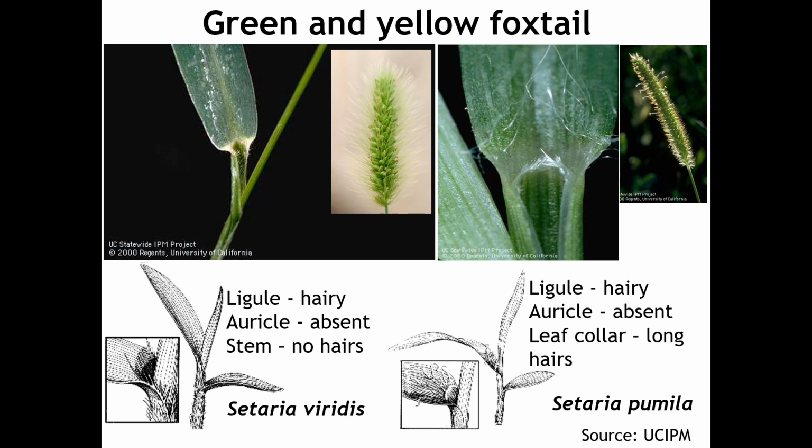Two other species that can be confused: the green foxtail and the yellow foxtail. In the case of green foxtail, the ligule is hairy, there is no auricle, and the stems have no hairs, as opposed to yellow foxtail on the right, which you see also has a hairy ligule, no auricle, but the leaf collar has very long hairs compared to the green foxtail. So this should be a helpful feature in telling the two apart.